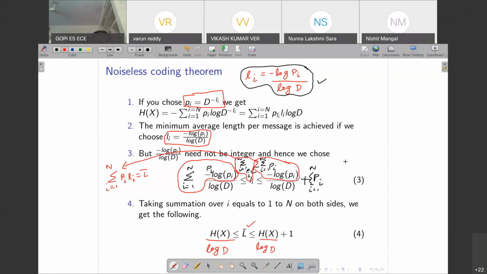So this is the noiseless coding bound for the average length of your message, which is bounded between H of X by log D and H of X by log D plus 1. So this is a very important equation, right? You can go for the coding now.